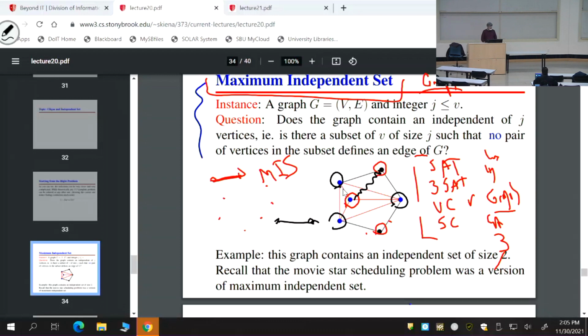Can there be an edge like that? No. What is an independent set going to be? An independent set, remember, is a set of vertices with no edges defined between them. Right? An independent set is a set of mutual strangers. Does everybody kind of get that?